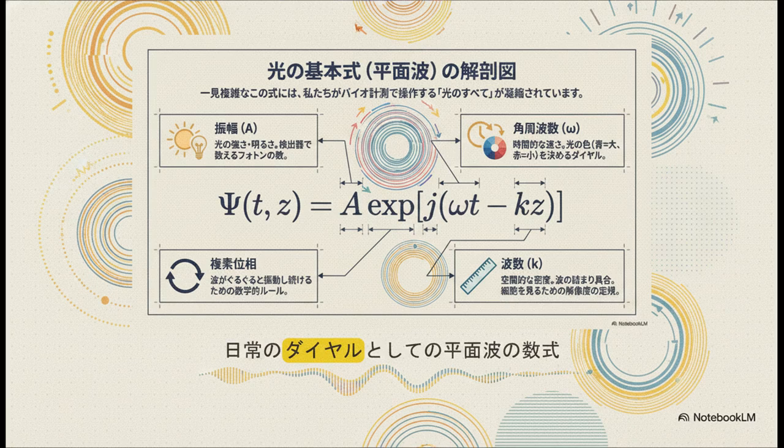Think of it like this. Amplitude, or A, is literally just your brightness dial. Angular frequency, the omega, controls the speed and time. That's your color dial. And the wave number, k, is the spatial density, which essentially acts as your resolution ruler when you're looking at cells. See? It's not abstract math. It's literally an operating manual for your equipment.